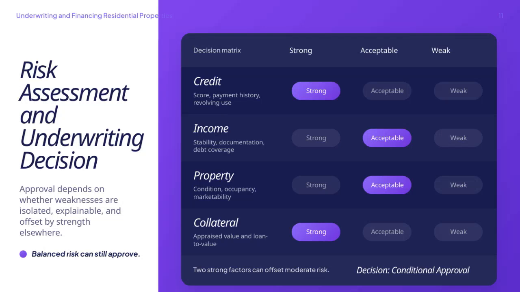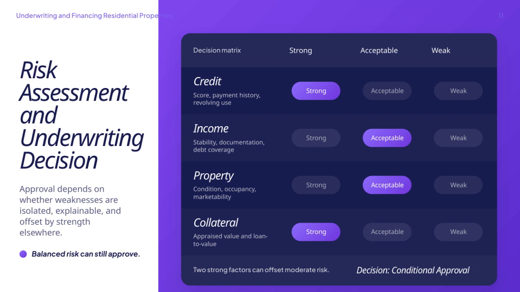When assessing risk and making underwriting decisions, approval hinges on whether any weaknesses are isolated, understandable, and balanced by strengths in other areas. A balanced risk profile can still lead to approval. The decision matrix helps us evaluate key factors across several categories, including credit, income, property, and collateral.